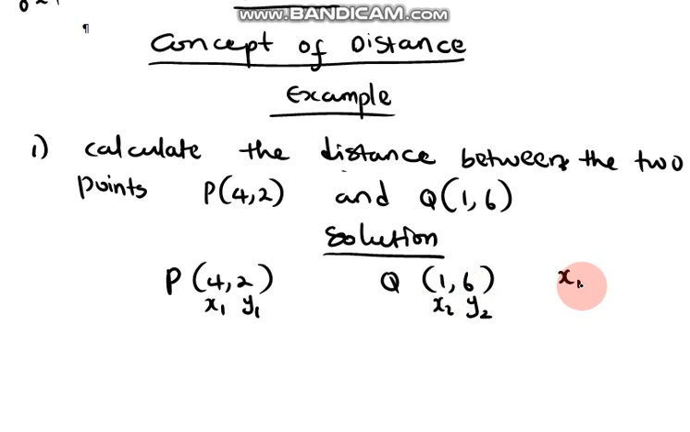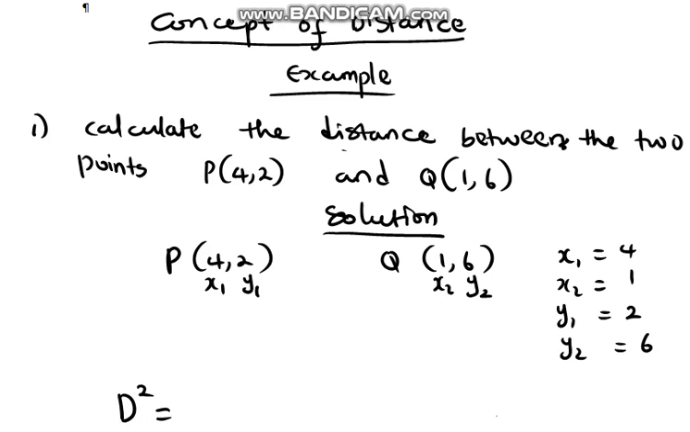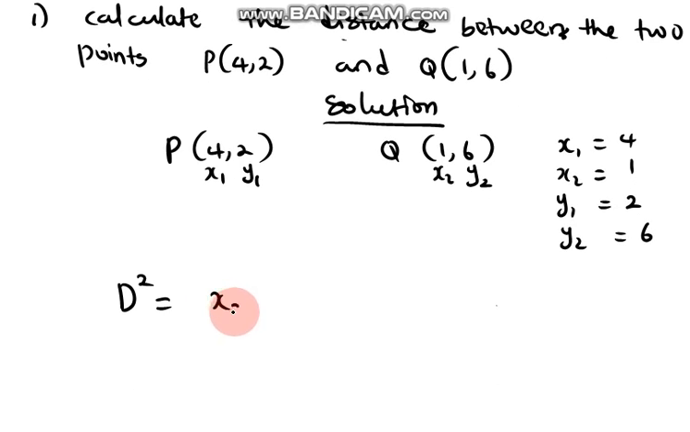So we can write that out. x1 equal to 4, x2 equal to 1, y1 equal to 2 and y2 equal to 6. So if we do that, don't forget our formula. d square is equal to our x2 minus x1 all square plus our y2 minus y1 all square.